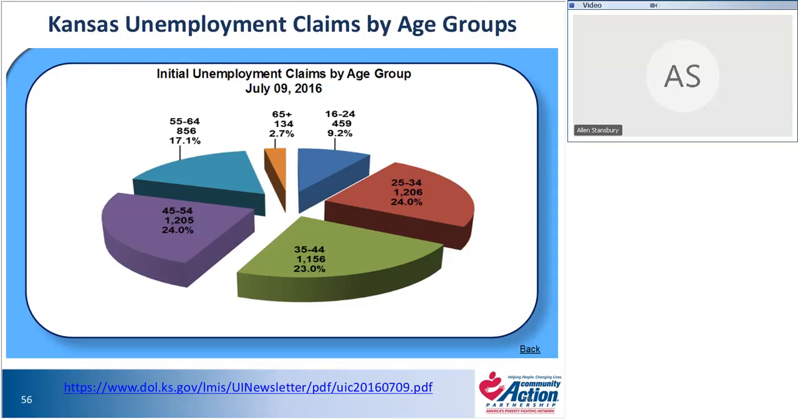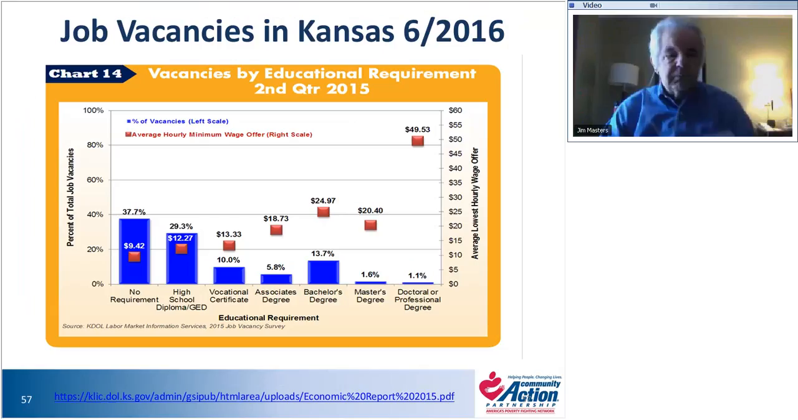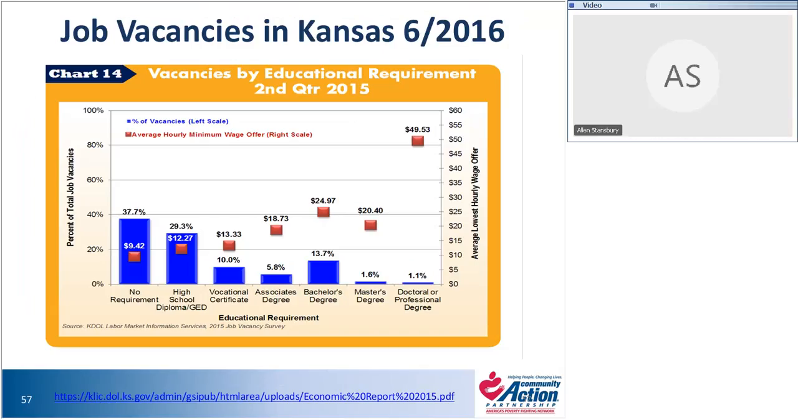the largest being in the 45 to 54 category. Actually, 25 to 34 is almost exactly the same. And vacancies by educational requirement. As you can see, there's a high vacancy rate in the high school area, but very low vacancy rate when you got a professional degree. And you can see the salary is nearly $50 an hour.